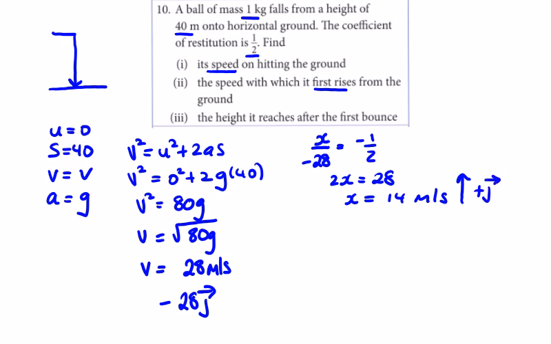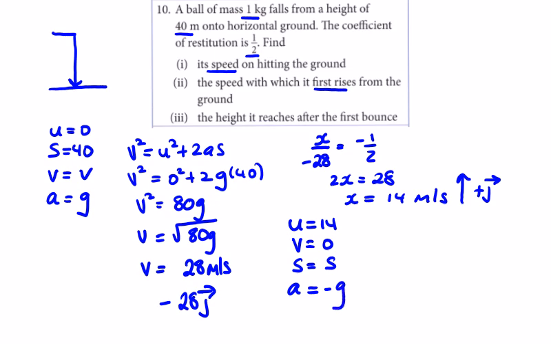And we're asked for the height it reaches after the first bounce. So it bounces back up. So we have the initial speed of 14. It's going to stop when it climbs a little bit. How far is it going to go? And what's the acceleration here? It's going to be minus g, dragging it back down.